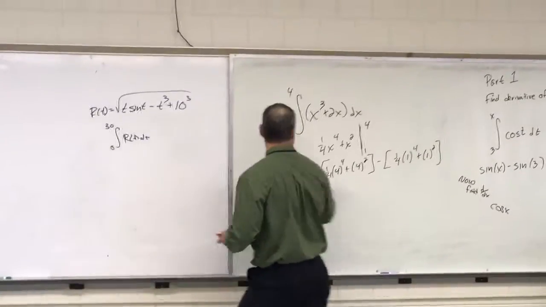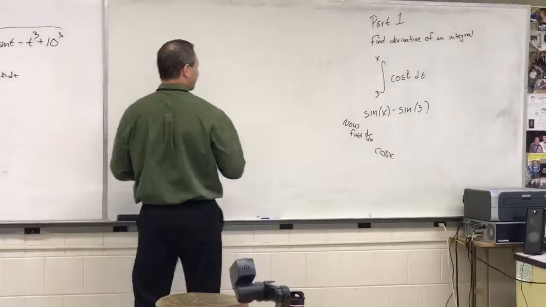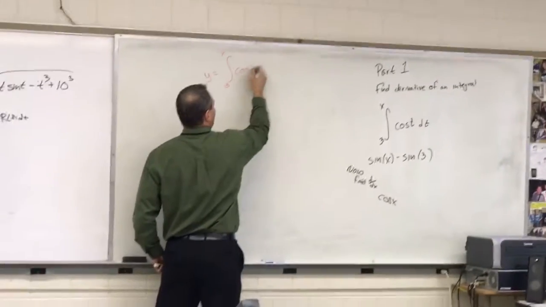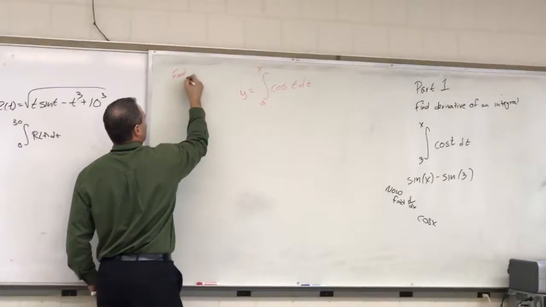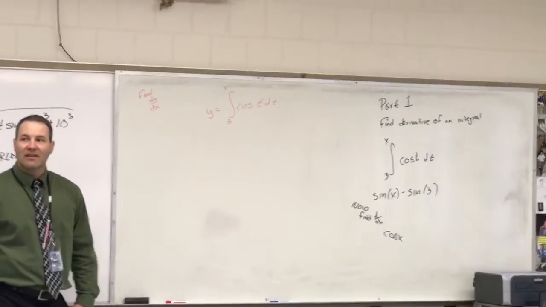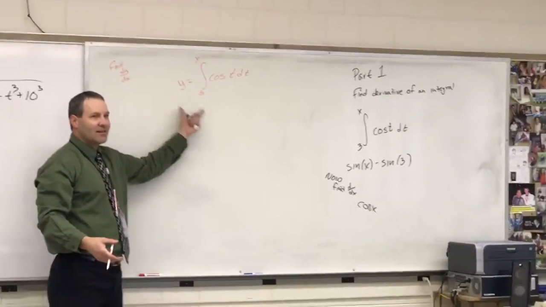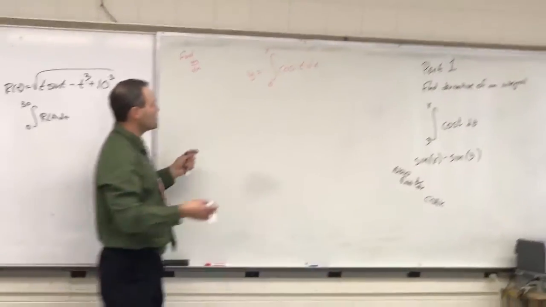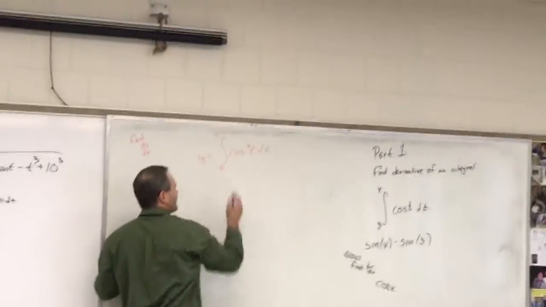On your assignment, on the test, on the AP exam, or on the quiz, you will be asked to do this. Y equals the integral from 3 to x of cosine of t dt, and it'll say find dy/dx. So we're finding the derivative of an integral. You could integrate it and then differentiate, but integrals and derivatives are inverse operations, so you could just take that x and drop it in.